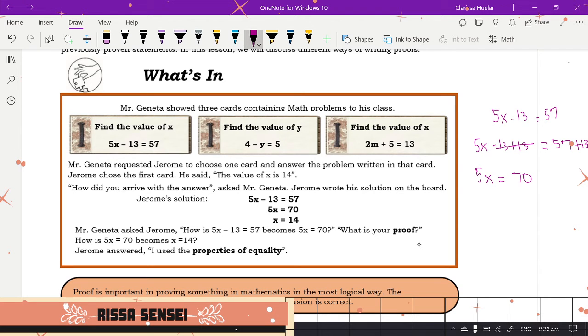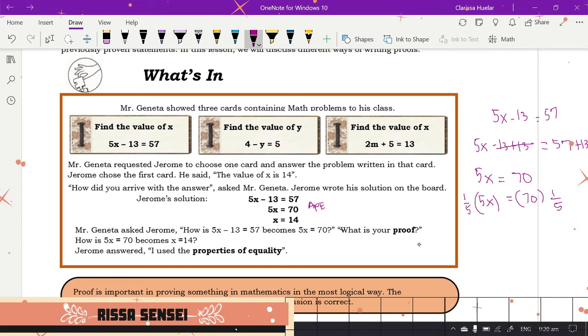So, bakit naging 5x equals 70? Because we use addition property of equality. Then, we need to get rid of 5. So, how are we going to do that? We will multiply the multiplicative inverse of 5. And the multiplicative inverse of 5, or the reciprocal of 5, is 1/5. And so 1/5 on both sides.